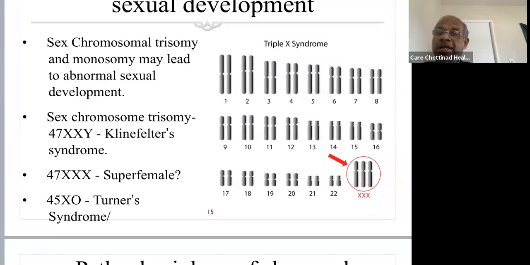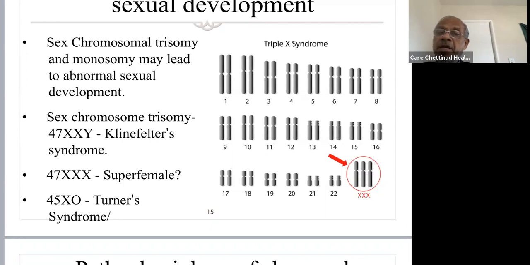If there is one extra X in a man, instead of 46XY, he has 47XXY. He's got a condition called Klinefelter syndrome. Previously, these men were hopelessly infertile. Today, with sperm retrieval from the testis, or what we call TESE, testicular sperm extraction, we can recover sperm from these men. Super females can have problems, or they may be normal.